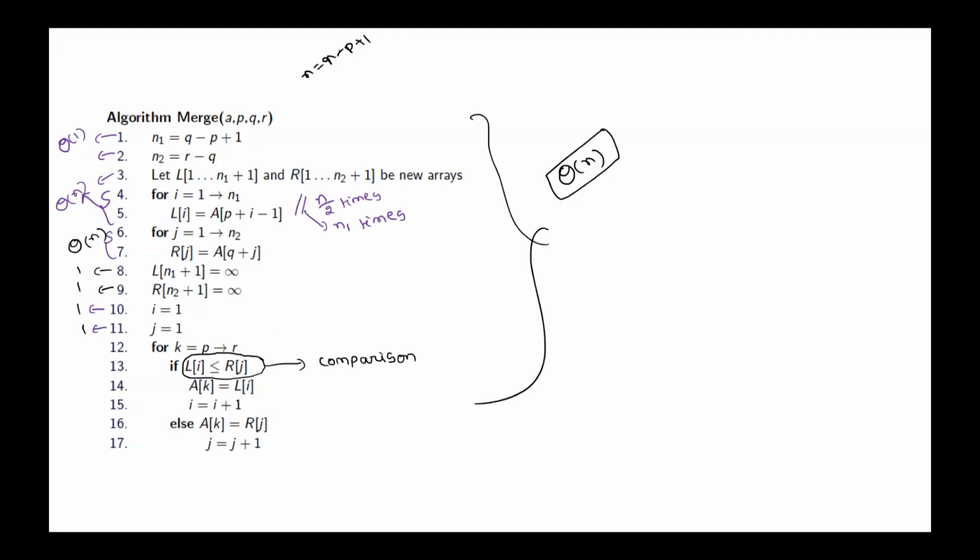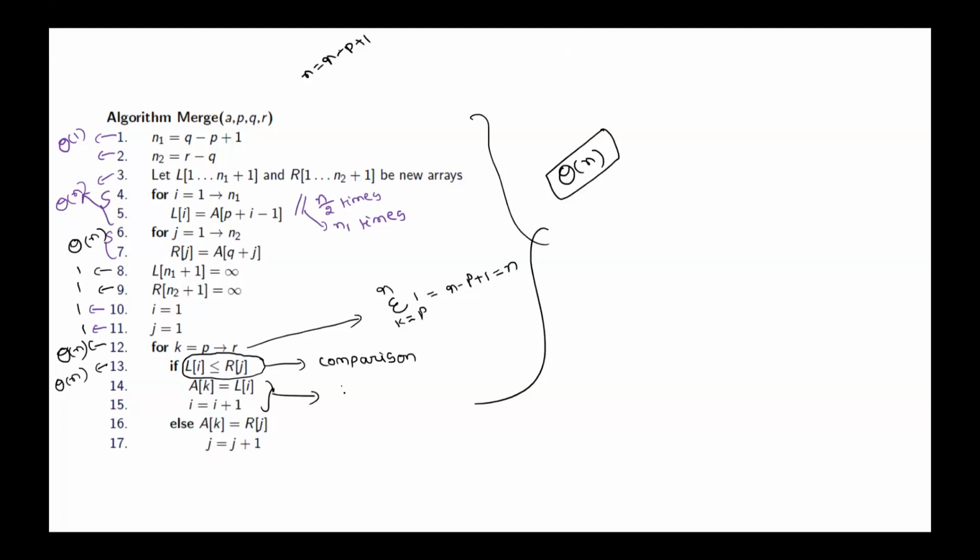Now what is the time for step 12? How many times is it repeated? For k from p to r, one time each, and what is this value? R minus p plus 1, which is the same as n. So this step is performed theta of n times. Is that correct? Step 13, theta of n.